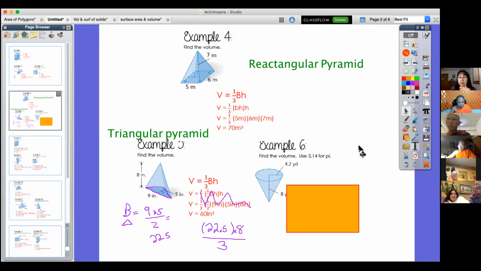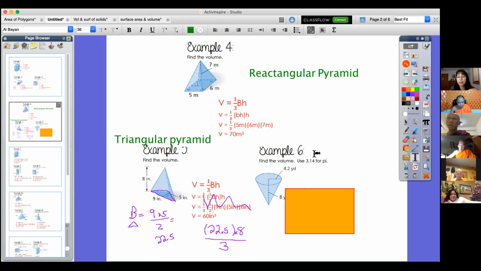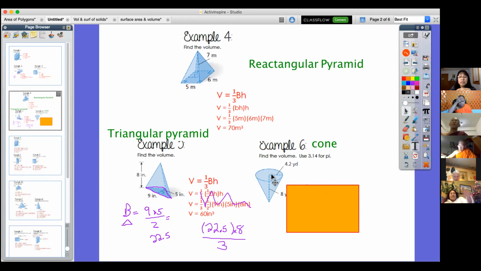This one is not a pyramid, okay? You know why it's not a pyramid? Because the base is not a polygon. So this one is what? A cone. So this is a cone. The base of a cone is a circle. We don't call it a circular pyramid, we call that a cone. So a circular pyramid has a special name called a cone.